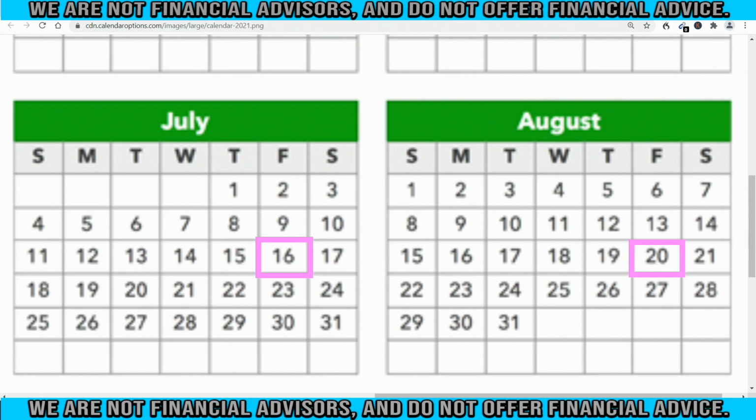So depending on where we are in the month will depend on which expiration month I pick. Obviously, if we're on the 5th of July, that doesn't give me much time. So I need to pick the following month to give me the right amount of time to make sure everything works out.